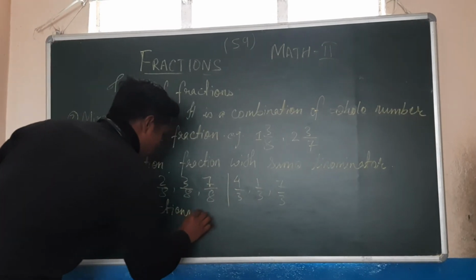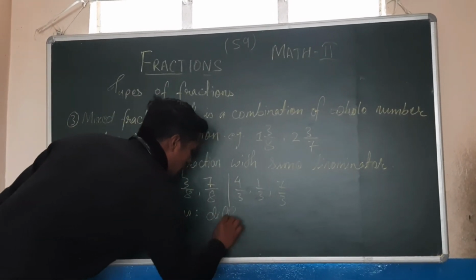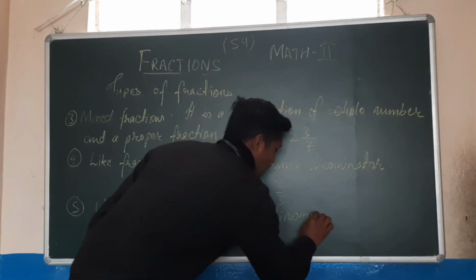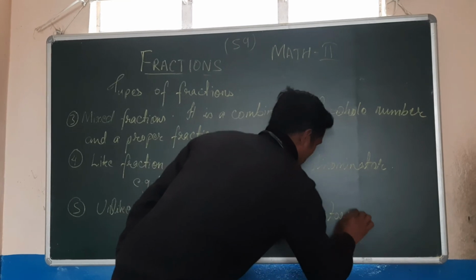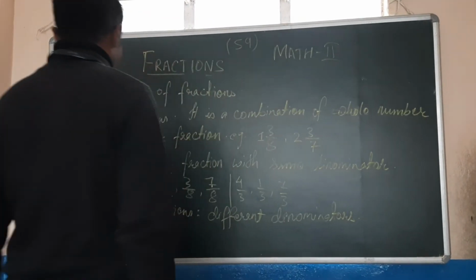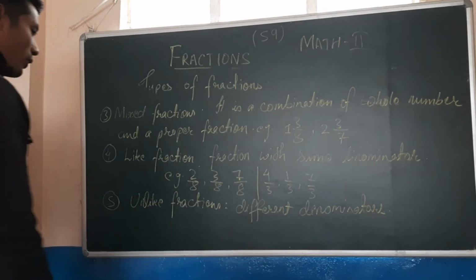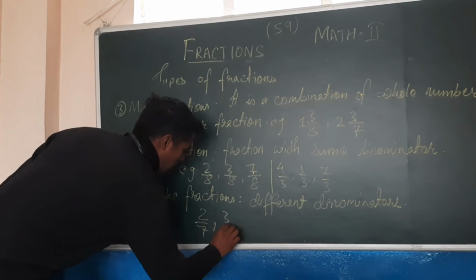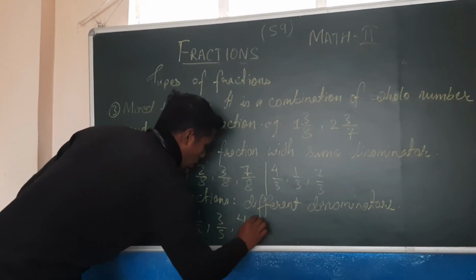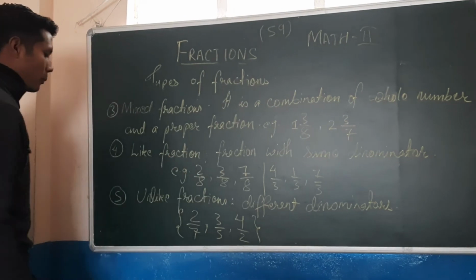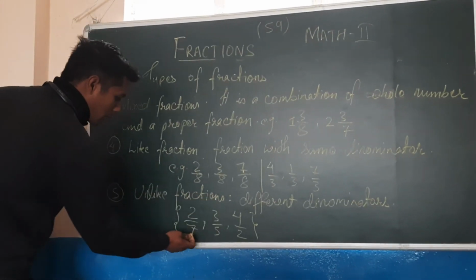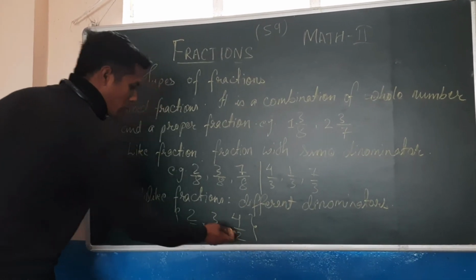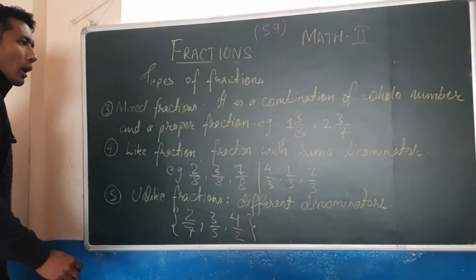Unlike fractions are those which have different denominators. For example, 2 by 7, 3 by 5, 4 by 2. All of these are examples of unlike fractions. Why? Because the denominators in here are different, 7, 5 and 2. That is the reason why they are known as unlike fractions.